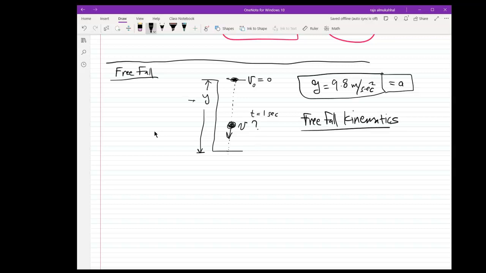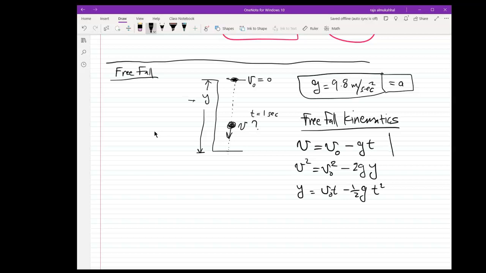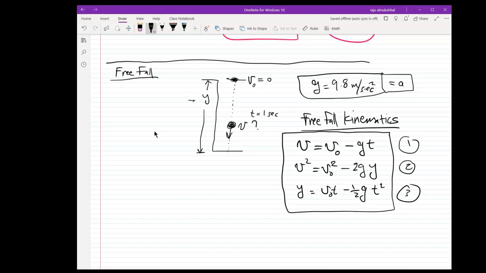So how do they look like? Well, v equals v naught minus gt. v squared equals v naught squared minus 2gy. And y equals v naught t minus 1/2 gt squared. This is the notation that I use for free fall kinematics. Again, we're going to call them equations 1, 2, and 3.